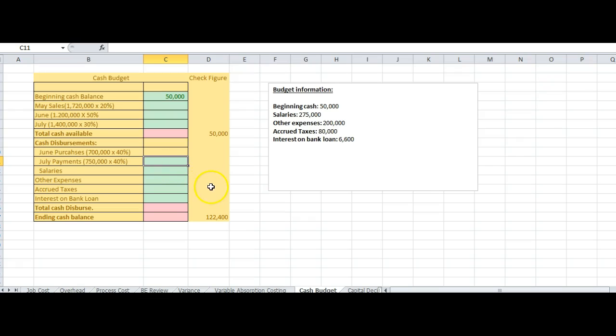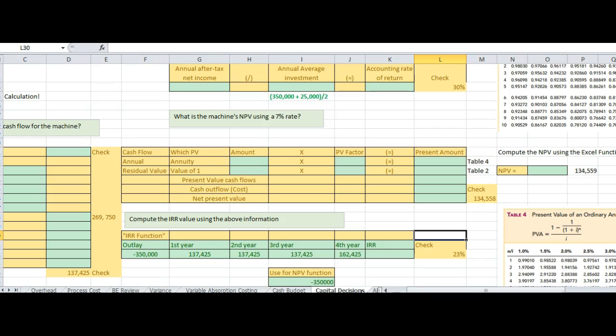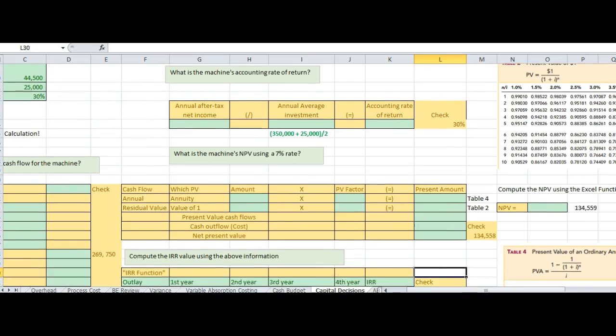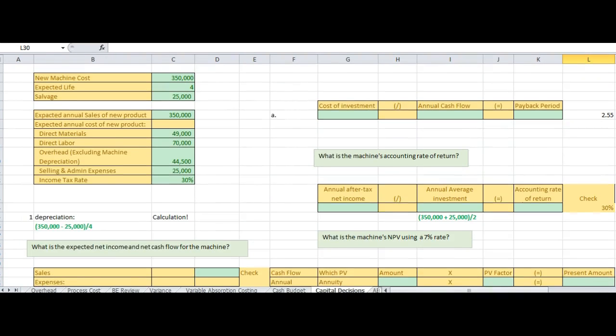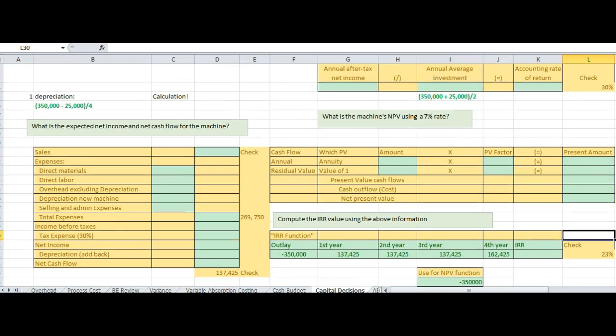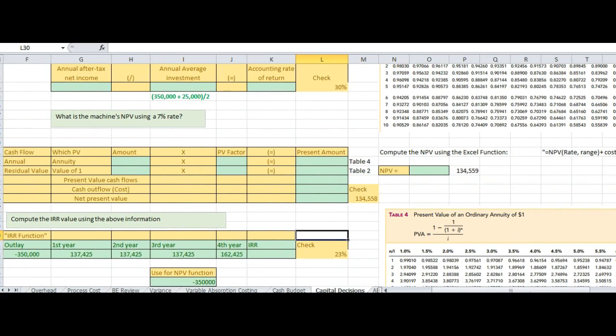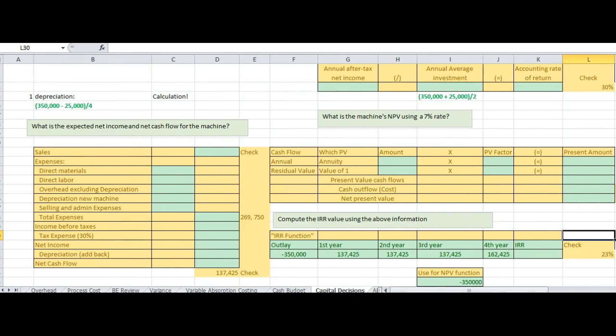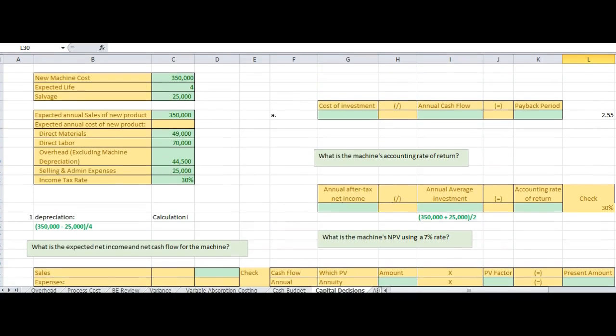And then finally, this is the one that scares everybody. This is called capital decisions, and we're going to use present value tables. I provide you with everything you need here. Here are your tables. Here's each calculation. And we actually do this in the homework, so you will have very good models on how to complete this.